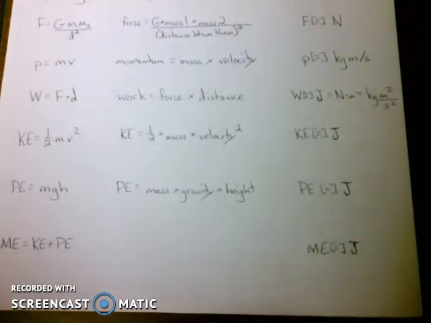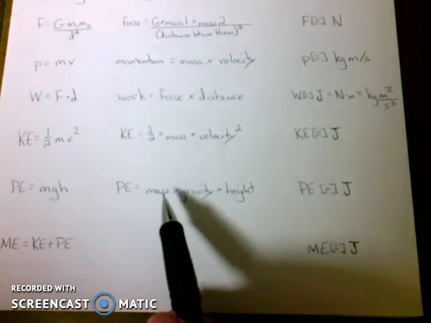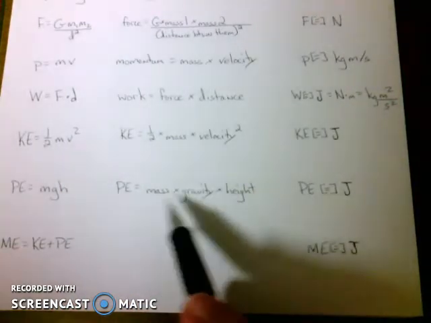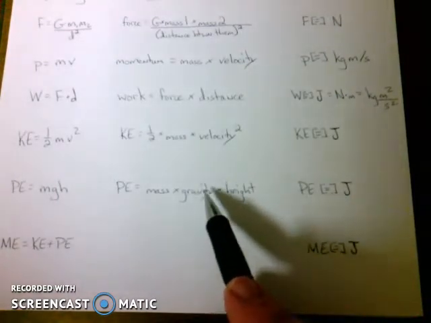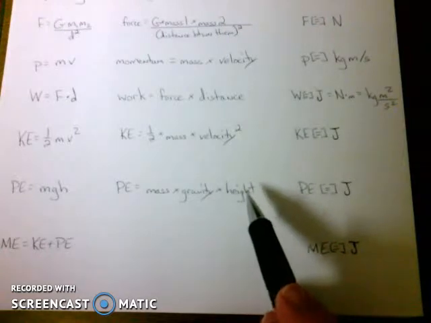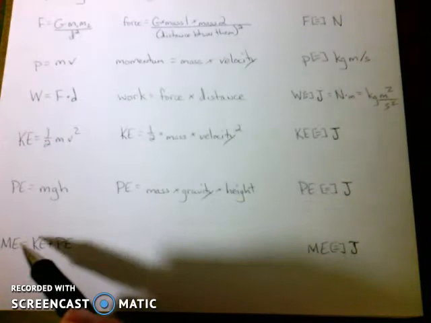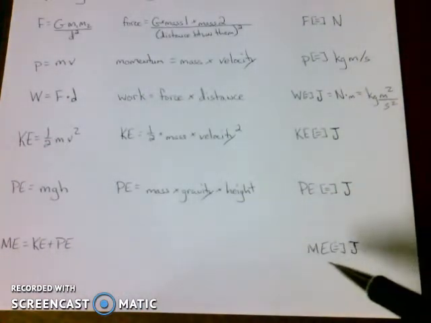Potential energy equals mass times gravity times height. P equals mgh, mass times gravity times height. So kilograms, meters per second squared. Remember, this is an acceleration, and height is a distance in meters. Again, you'll end up with these units, and it's a joule. And then mechanical energy is just the sum of kinetic and potential energy. So again, it's also joules.